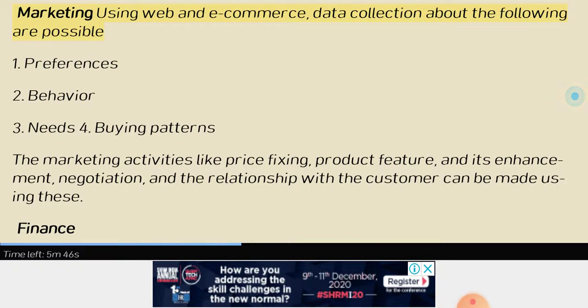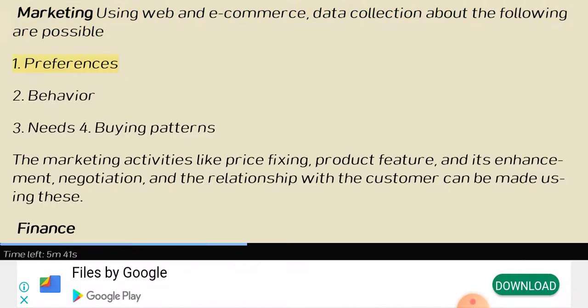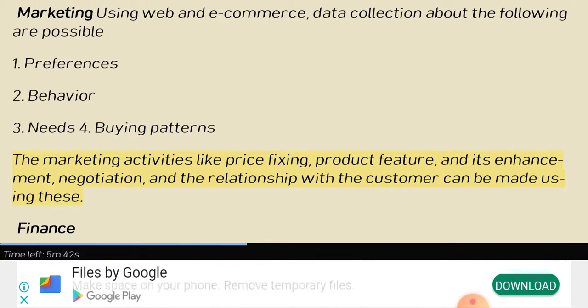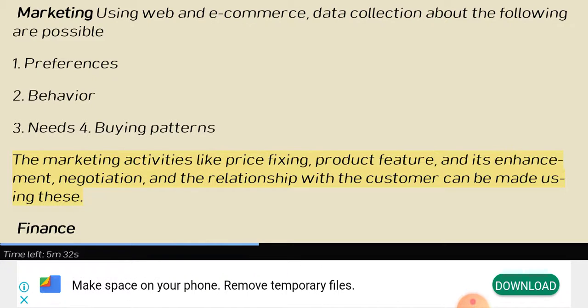Marketing using web and e-commerce data collection. About the following are possible: 1. Preferences. 2. Behavior. 3. Needs. 4. Buying patterns. The marketing activities like price fixing, product feature and its enhancement, negotiation, and the relationship with the customer can be made using these.